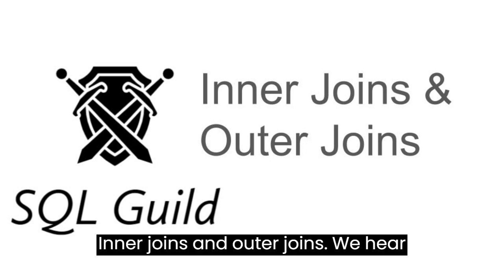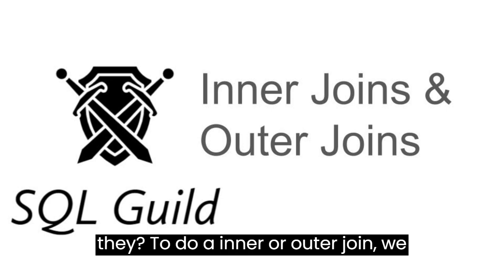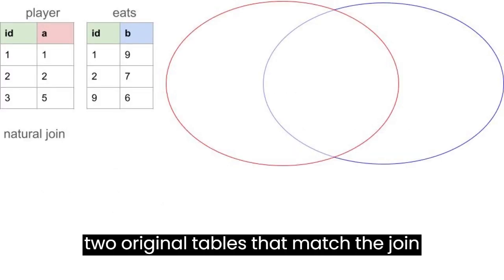Inner joins and outer joins. We hear about them all the time, but what are they? To do an inner or outer join, we need to find our pairs of rows from the two original tables that match the join condition.